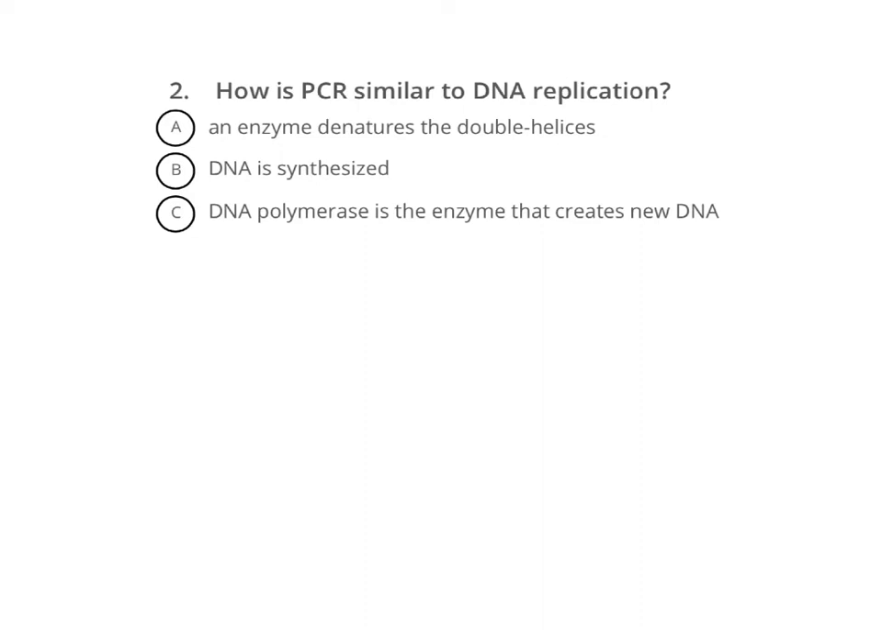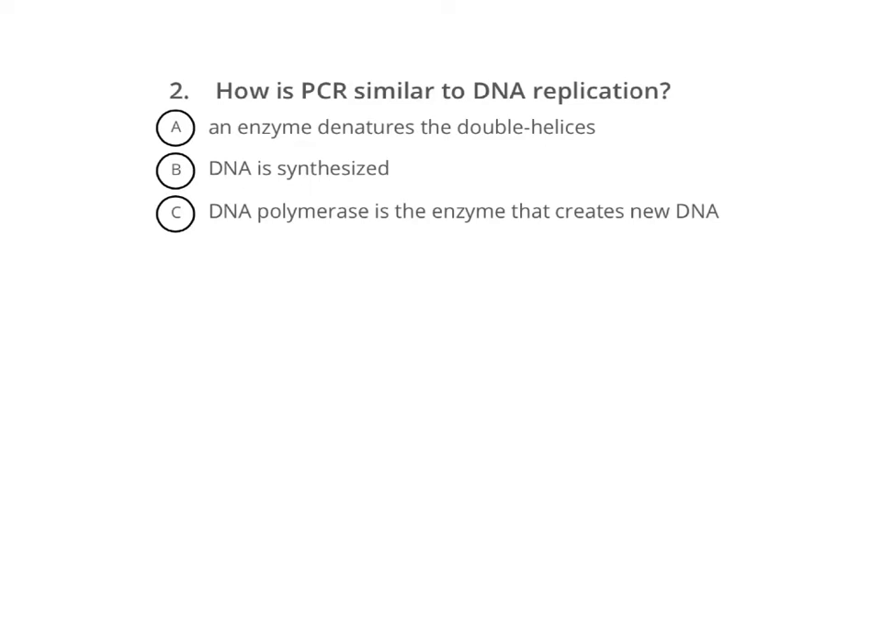That seems to be the leader on the board. DNA polymerase is the enzyme that creates new DNA, also true. DNA polymerase in our cells synthesizes DNA. We take DNA polymerase, the enzyme, out of tubes in the laboratory to put in a PCR to replicate DNA. So C is also true. A is not.